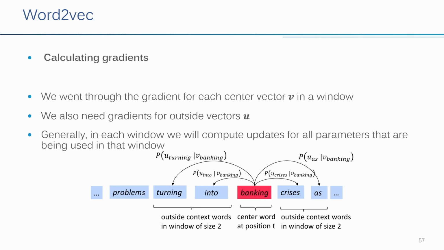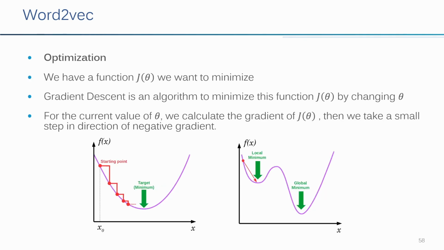And ideally, each word will compute its updates for all the parameters that are being used in that window. As I said, we will do this for the entire vocabulary, for all the words there, but you don't update these values only after you finish visiting all the words. You do this in small batches. But we'll get there as well. Yeah, okay, I had a slide about this.